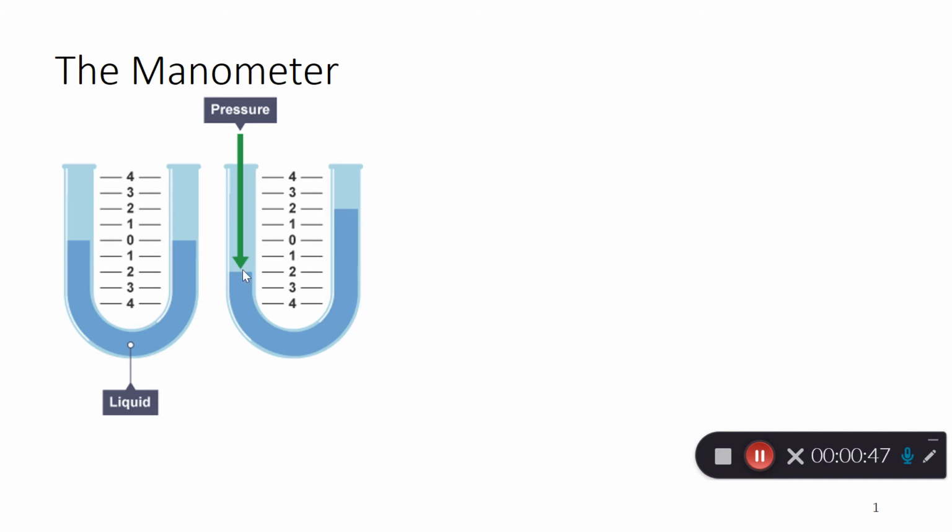And where does the water go? To the other side. So this difference in the height of the two levels of fluid is the pressure. This can be converted to measure pressure. So let's see how that goes.